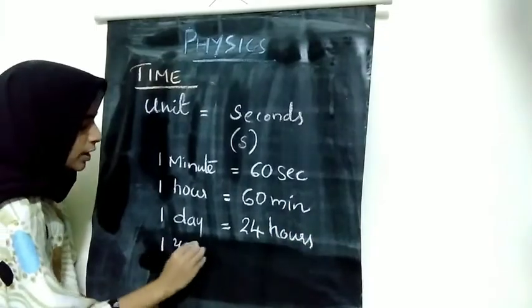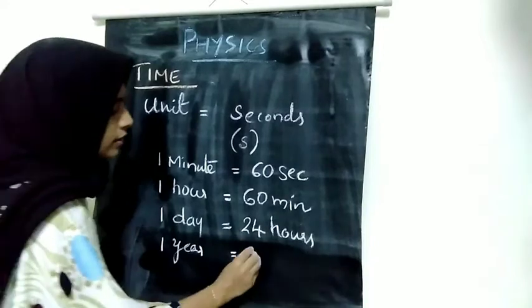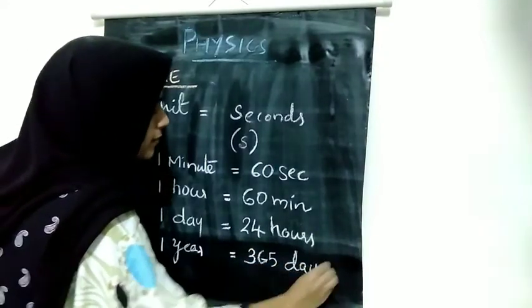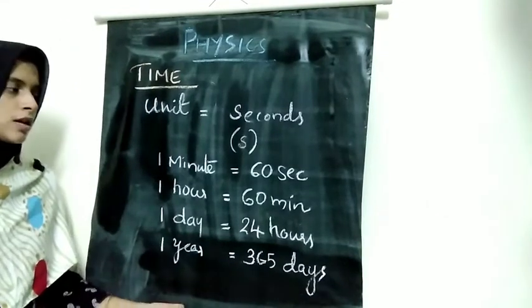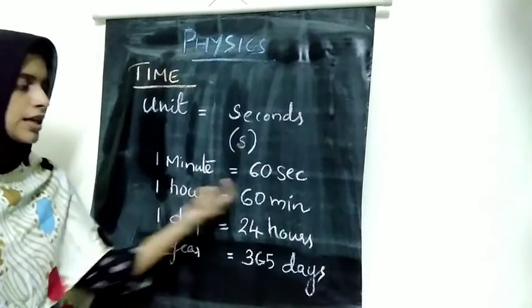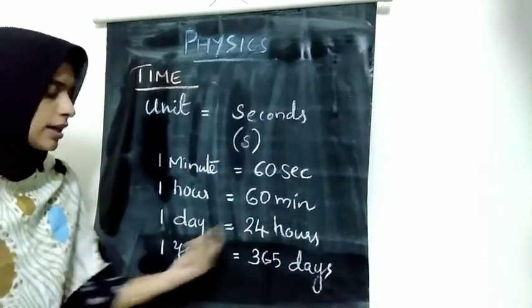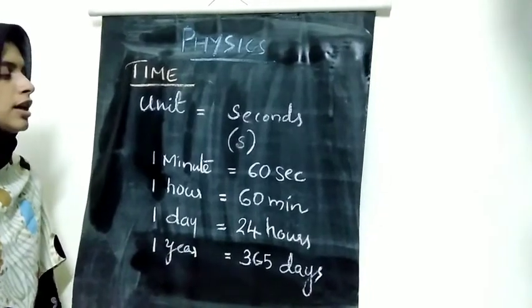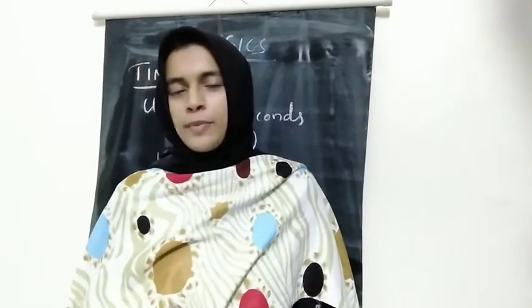1 year, how many days? 365 days. So, these are the relationships between minute and second, hours and minutes, day and hours and year and days. All of you please note it in your notebook. Which is the instrument we are using to find time? That is clock, watch. All of you are familiar with that.